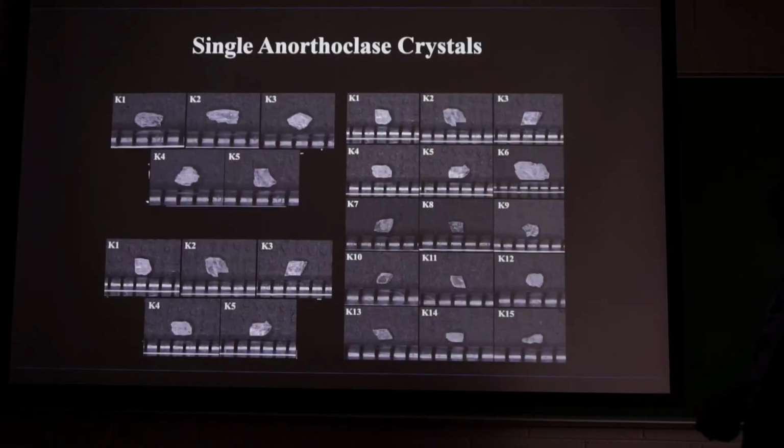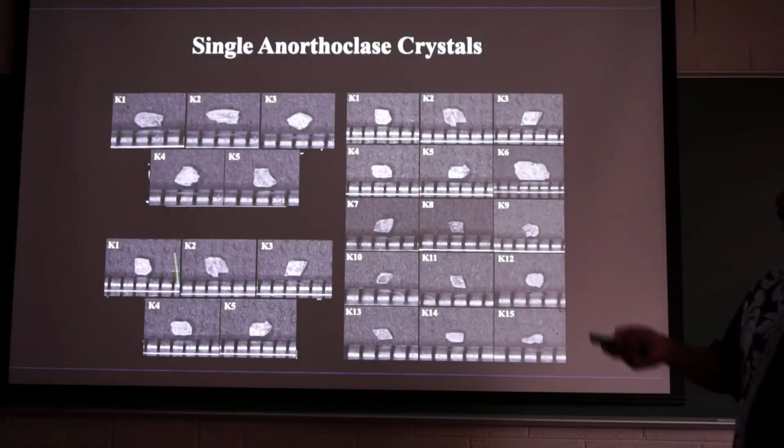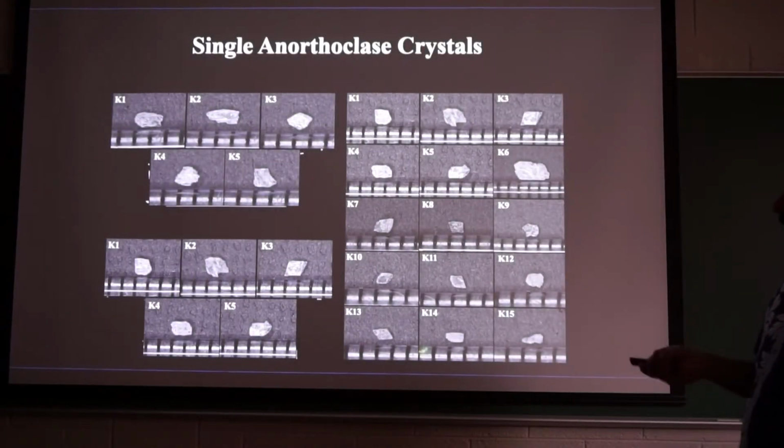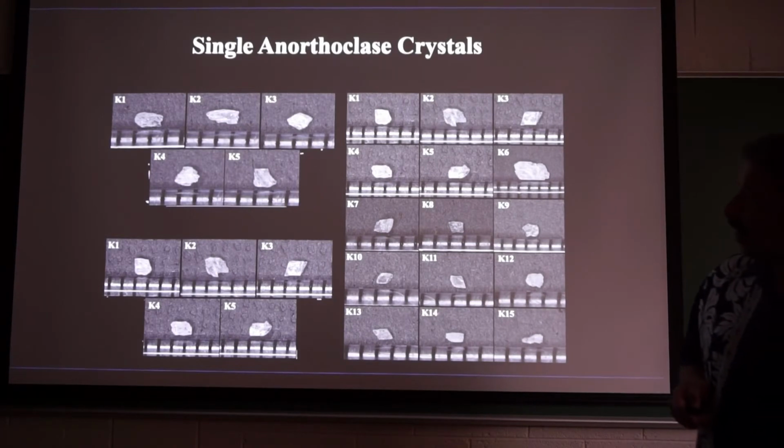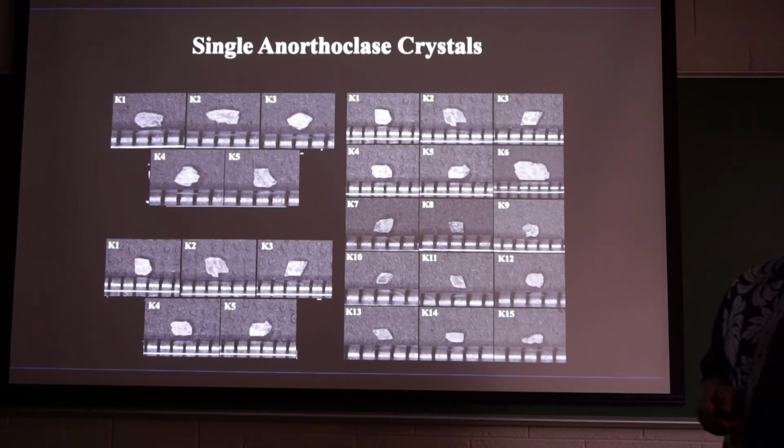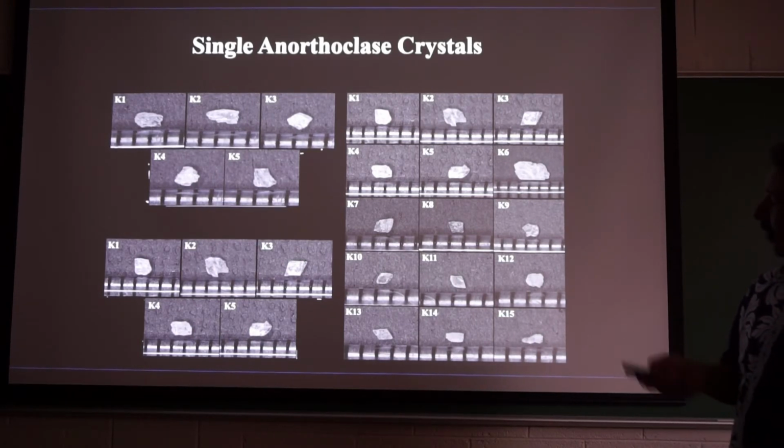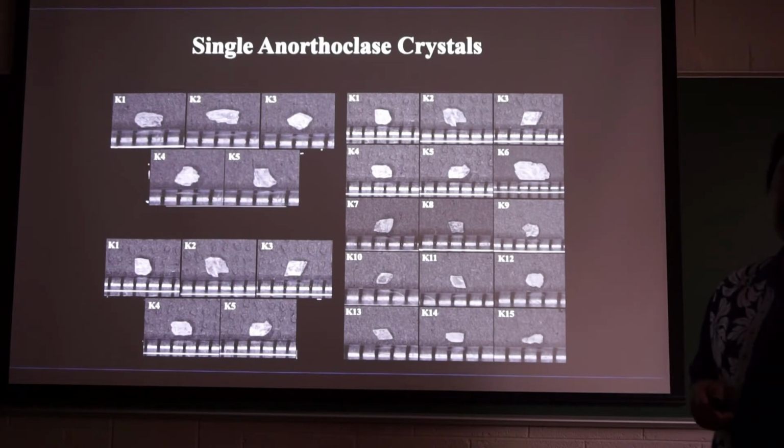Okay, and then what are we going after? We're going after the crystals. And you can see these are pictures of crystals from anorthoclases from the Canary flows, and they're mostly crystal fragments. Might be a couple of intact crystals, but for the most part, they're crystal fragments.